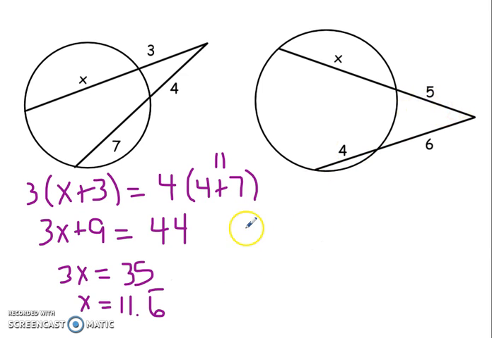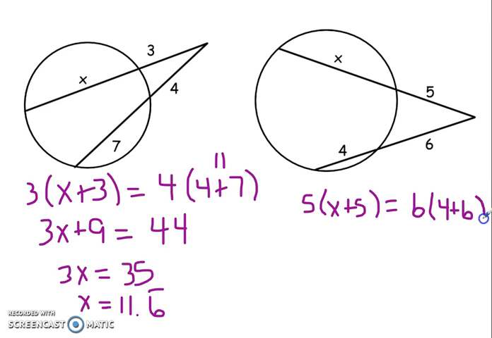Alright, for our other one, we need our outside part, so the outside piece is this 5 right here. We're going to multiply it by the whole thing, so we have to add the part inside the circle, the x, to the 5. And then we have the outside part, which is the 6, times, and again we have to add those two pieces together. So the 4 plus the 6. And then we solve our equation. So on this side we distribute. So 5 times x plus 5 times 5.